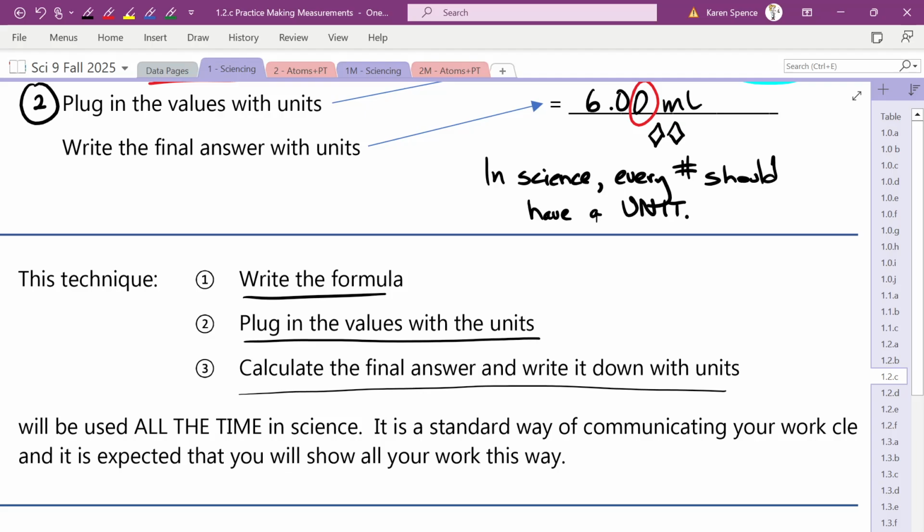Wait, what's the homework? Your homework is pages 39 to 41.